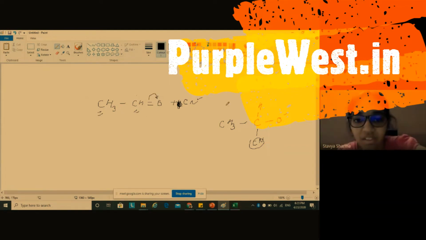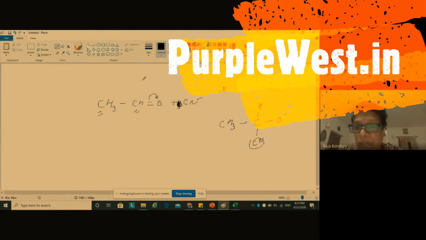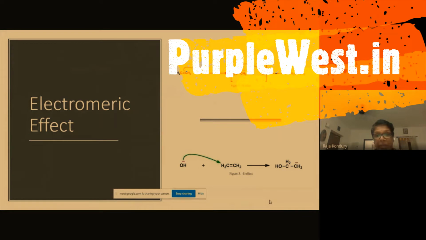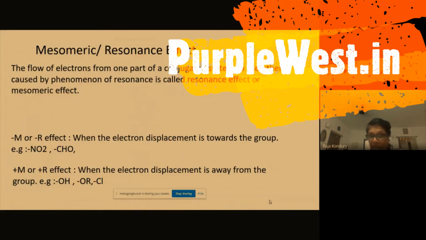So what would you call it, plus E effect or minus E effect? Minus E, because the electrons actually move towards this, whereas the addition has taken place on this one. All right. That's what the electromeric effect is about. There is nothing great in this. Anything else in the electromeric effect?